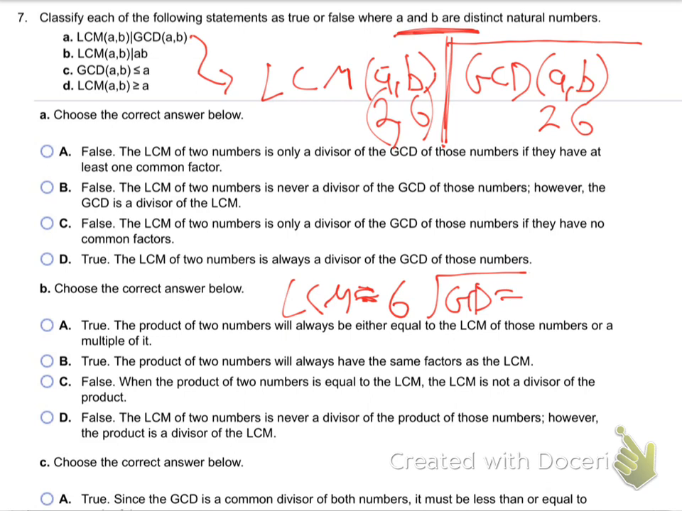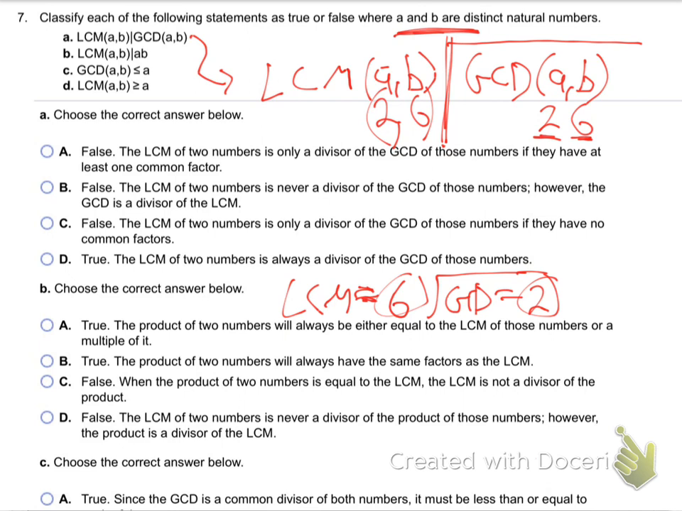What's a tiny number that goes into 2 and 6? 2. So does 6 go into 2? No way. It's backwards. 2 goes into 6, not 6 into 2. So that is false. Uh-oh, they have 3 false answers. I'm not going to do that on the test. There'll be no words. It'll be true or false.